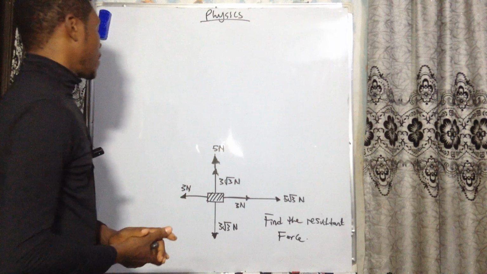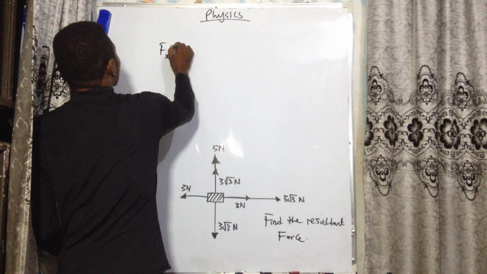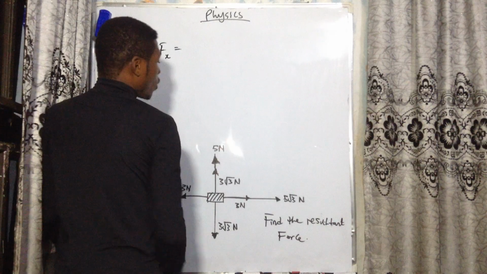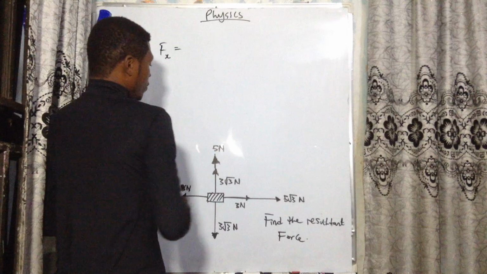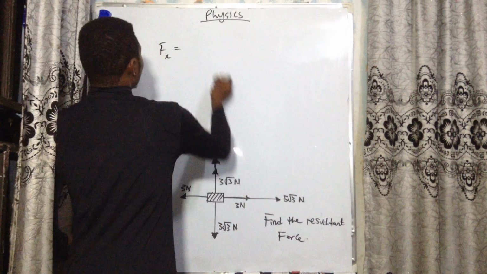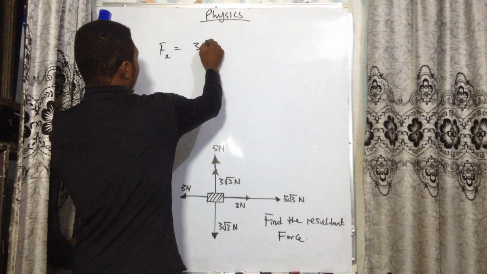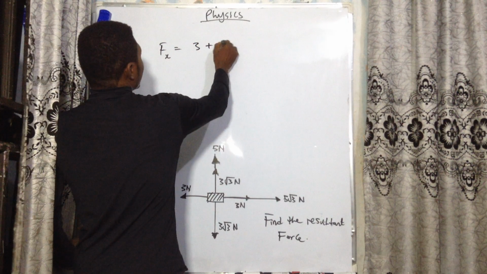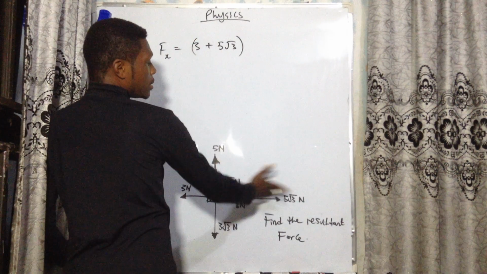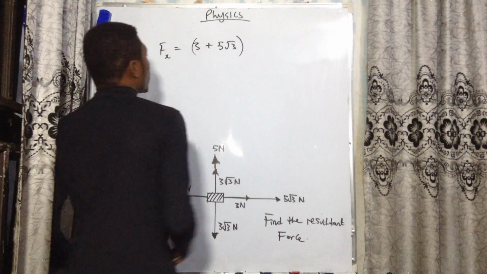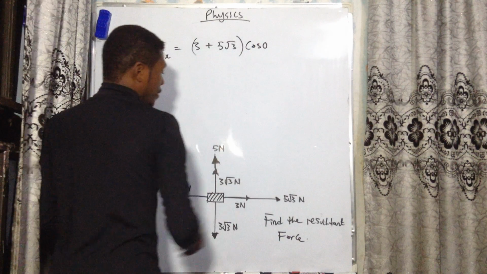Now let us find their resultant. So we find the horizontal component of all the forces. That is the sum of the horizontal components of all these forces. Now let's start from here. We now have Fs is equal to 3 Newton. That is 3 plus 5 root 3. You know, these forces are going in the same direction, so you add them up. So cos 0, they are not inclined.